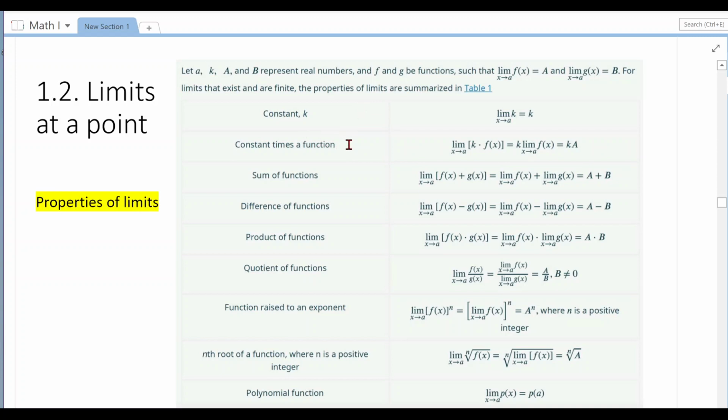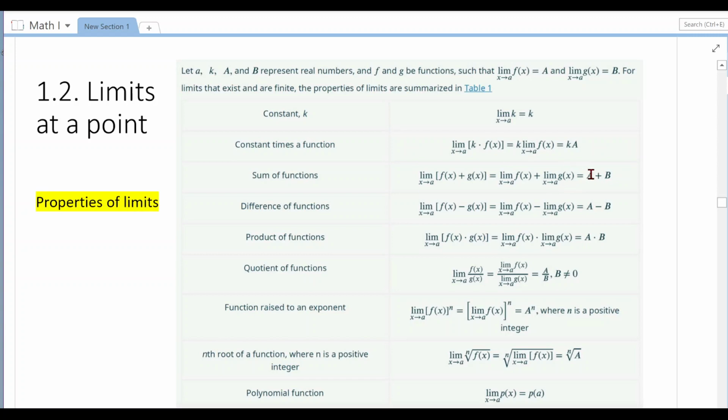And how about the constant times a function? The limit of a constant times a function is equal to k times the limit of that function as x approaches a, which therefore equals k times whatever the value of the limit, k times a in this case, for example. And then for a sum of functions, we simply take the limit of that function and add the limit of the other function. So for example, the limit of f of x as x approaches a plus the limit of g of x as x approaches a.